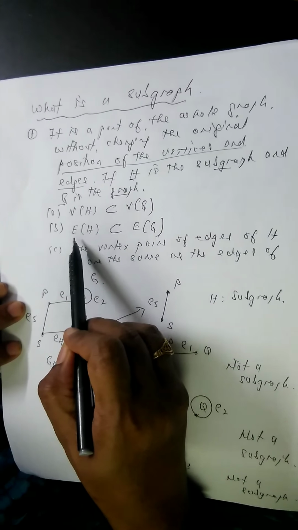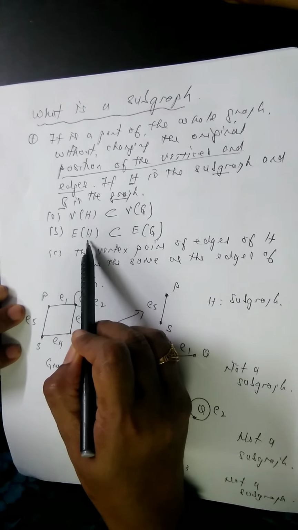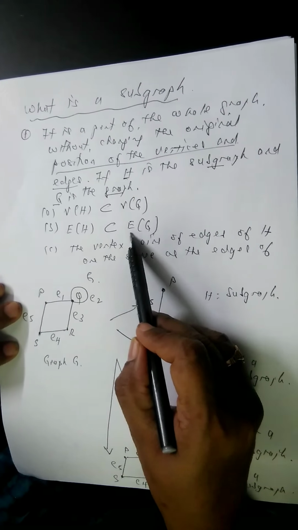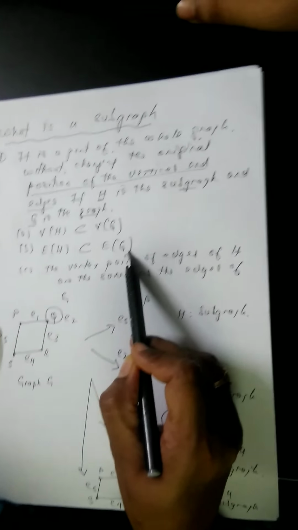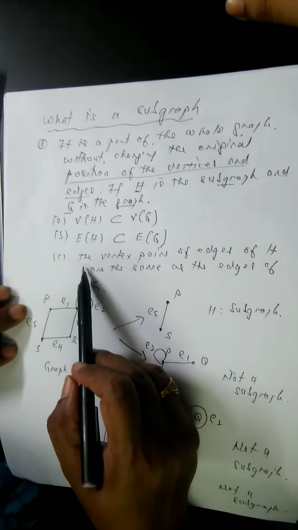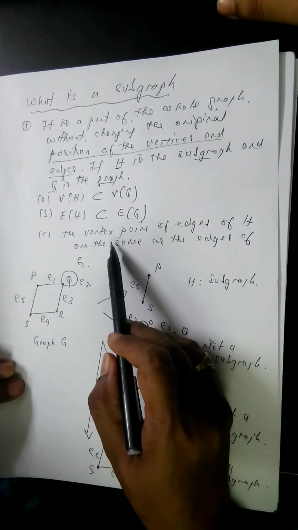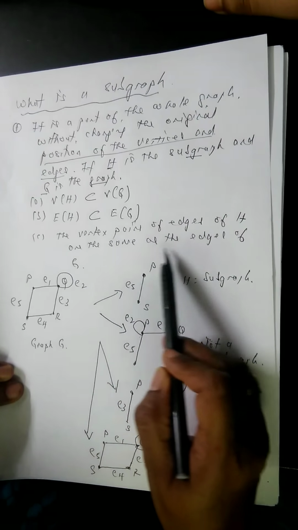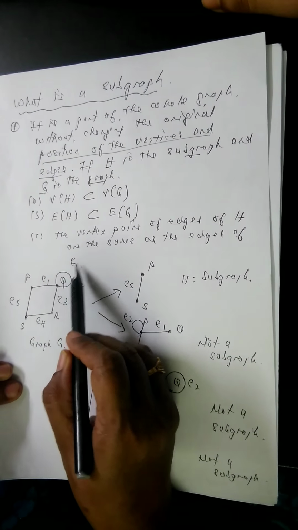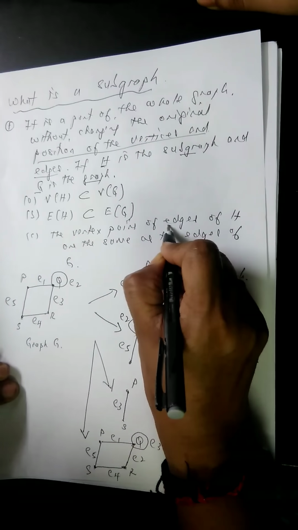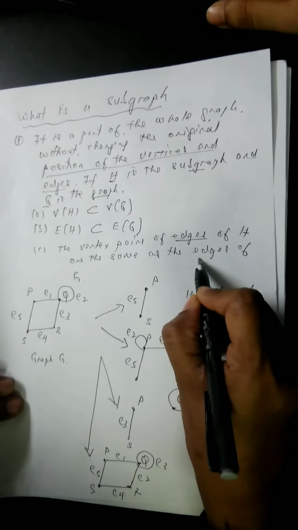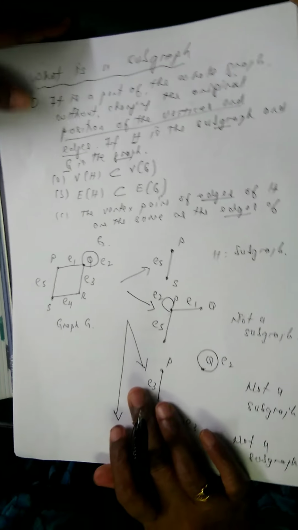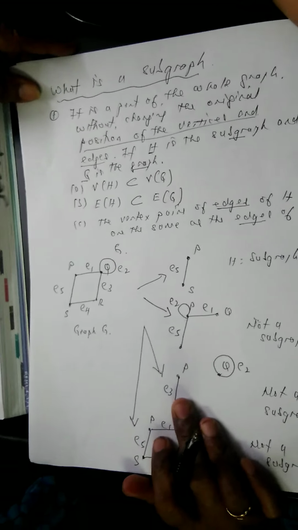The second condition is that the edges in a subgraph are also a subset of the edges in the original graph. And lastly, the vertex points of the edges of H are the same as those of the edges of G. It means the edges in the subgraph and the edges in G, the original, do not change. So we take this as an example.